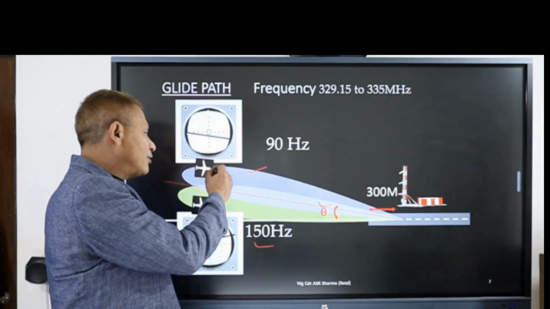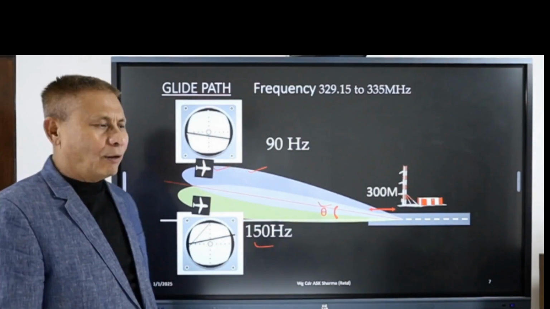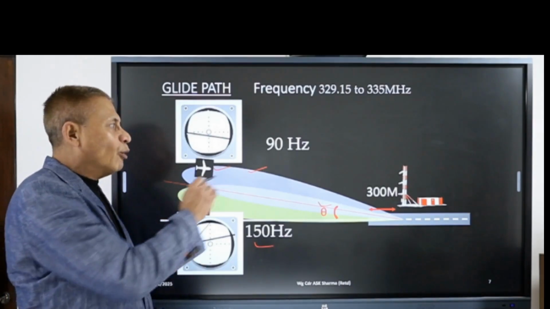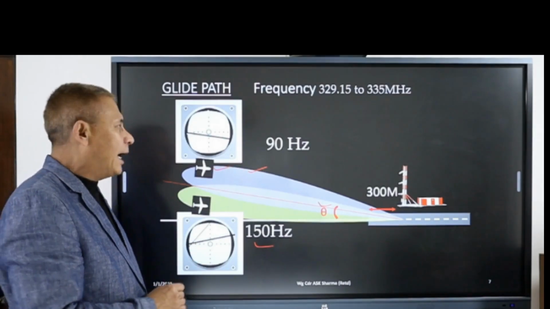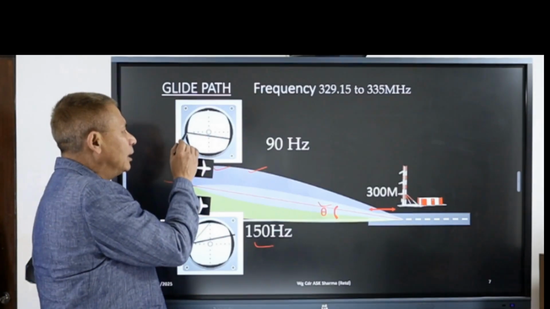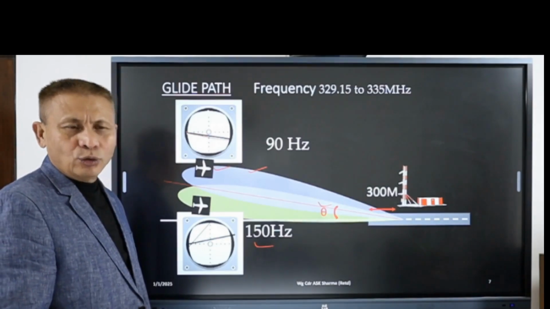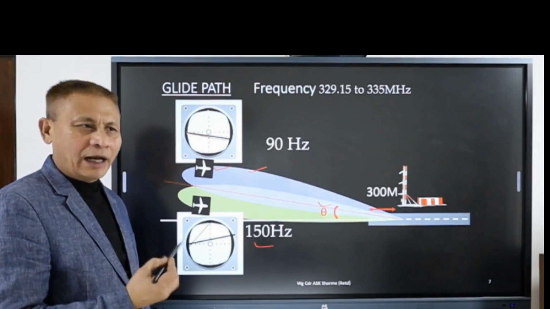If an aircraft is above the desired flight path or the desired glide angle, the aircraft will receive more of a 90 Hz modulated signal, and the indication in the aircraft will be that the vertical bar is deflected downward, telling the pilot to go down so that he comes to the correct glide angle.